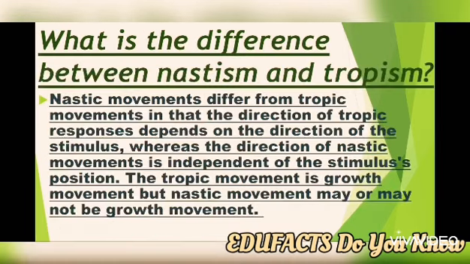So, what is the difference between Nastism and tropism? In our previous video, we studied tropism. Now, what is the basic difference between Nastism and tropism? Nastic movements differ from tropic movements in that the direction of tropic responses depends on the direction of the stimulus, whereas the direction of Nastic movements is independent of the stimulus position. The tropic movement is a growth movement, but Nastic movement may or may not be a growth movement.